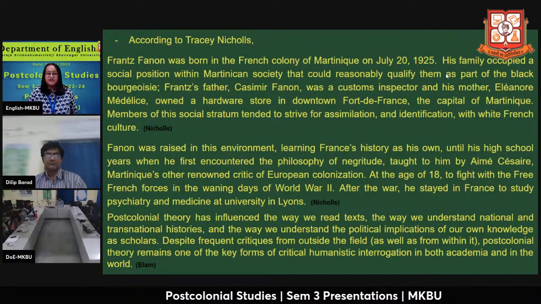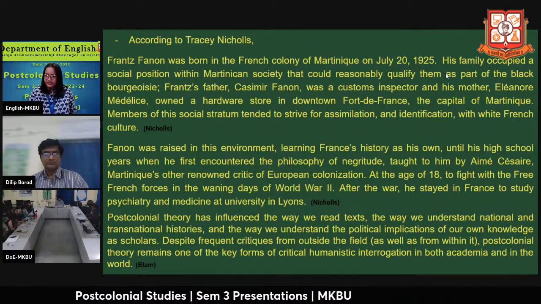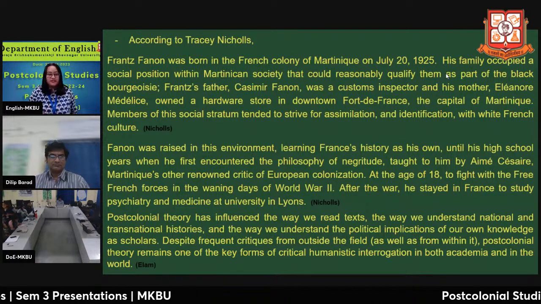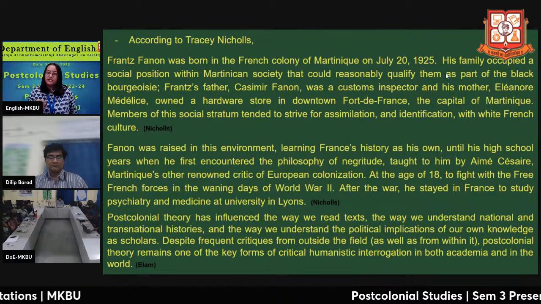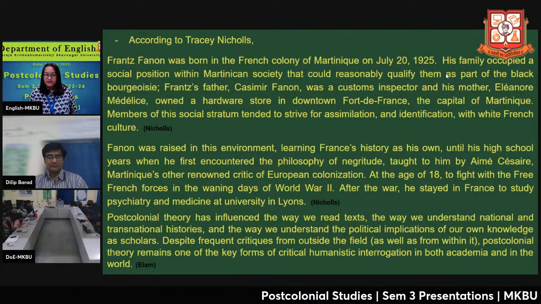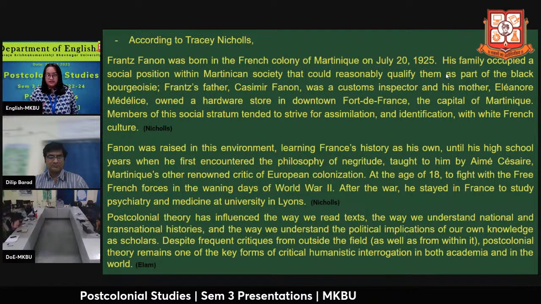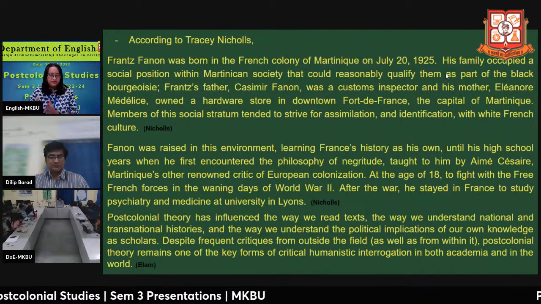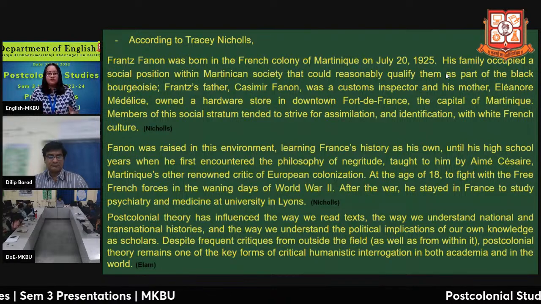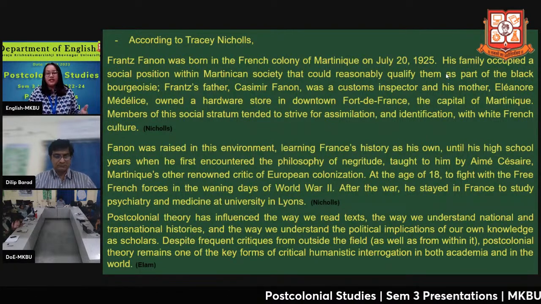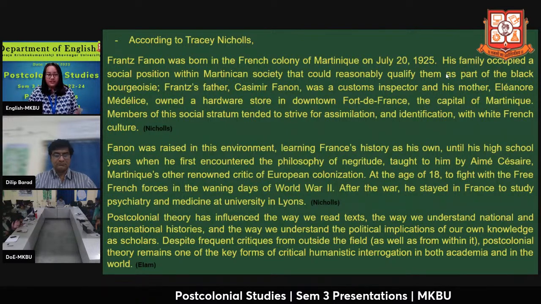Fanon's father, Casimir Fanon, was a customs inspector, and his mother, Eleanor Madeleine, owned a hardware store in downtown Fort-de-France, the capital of Martinique. His father and mother, members of the social stratum, tended to strive for assimilation and identification with white French culture.